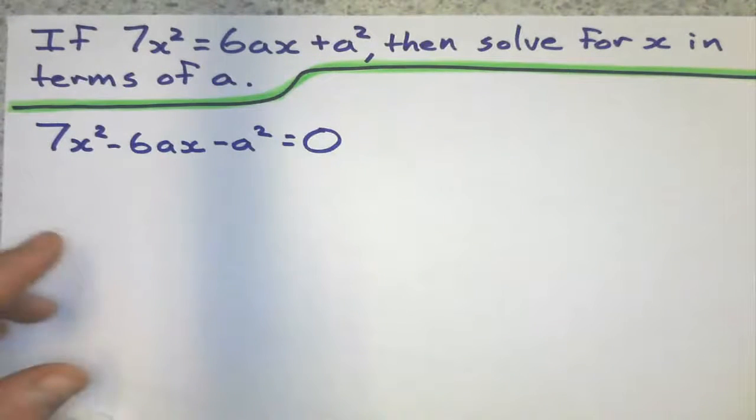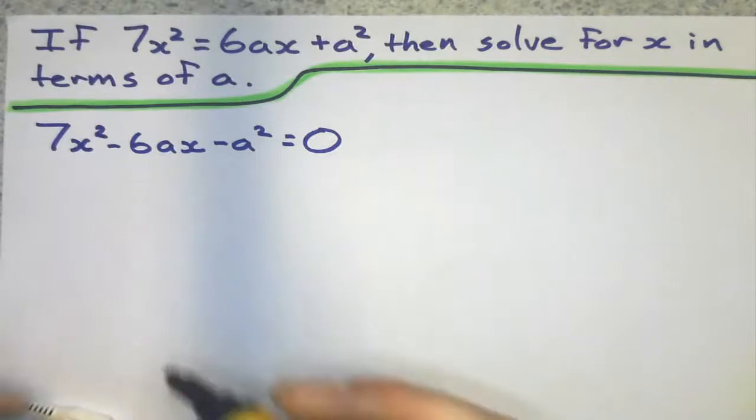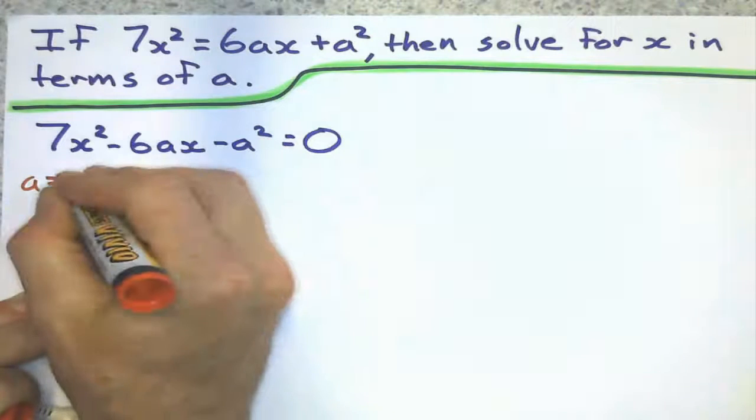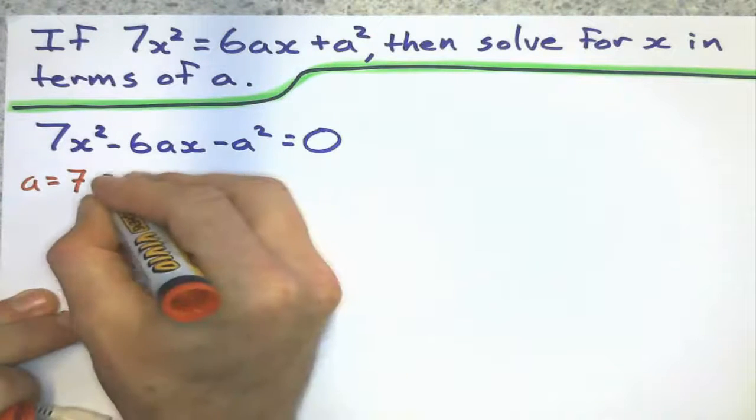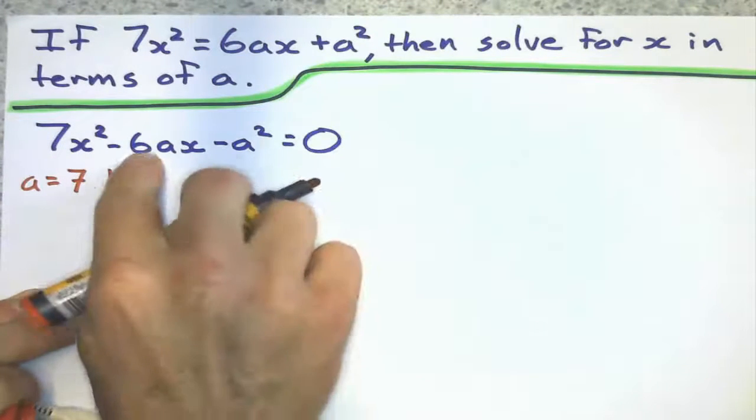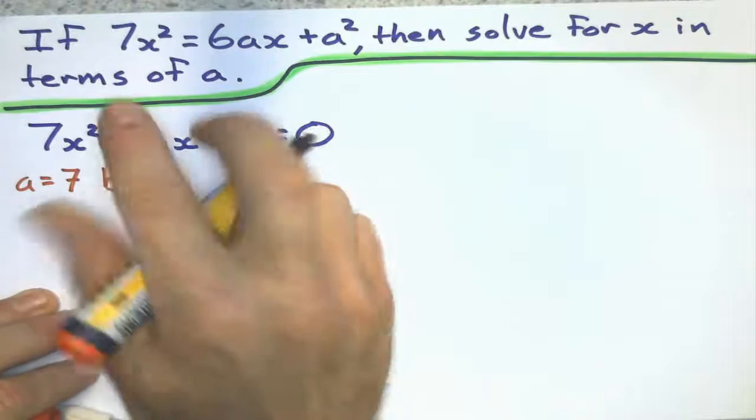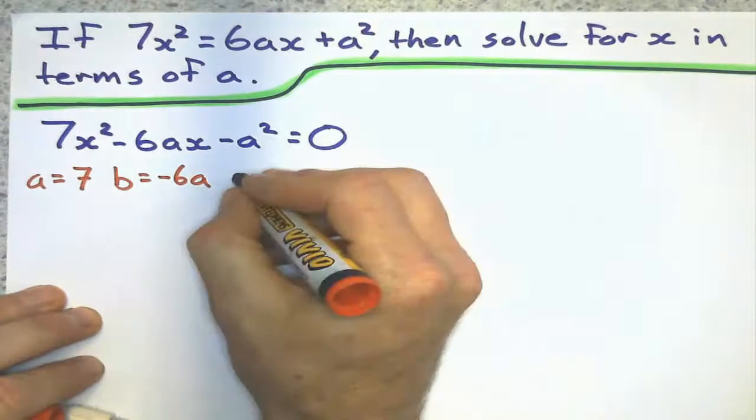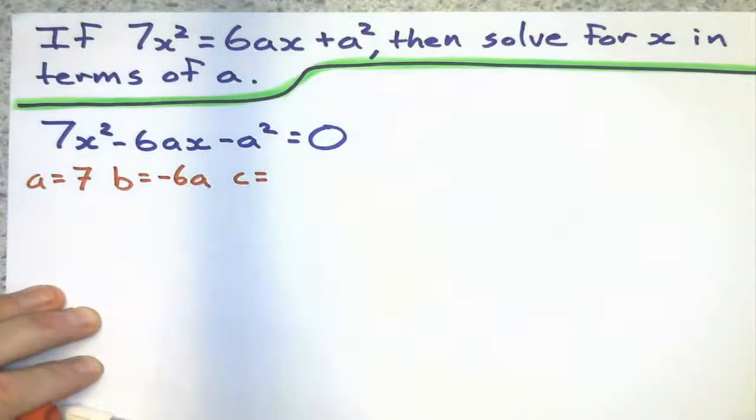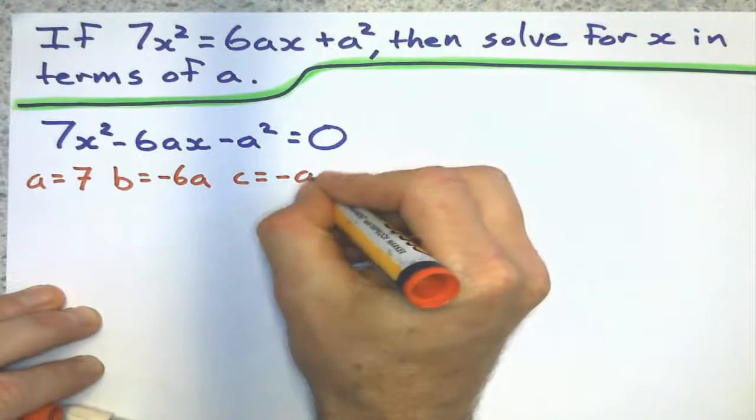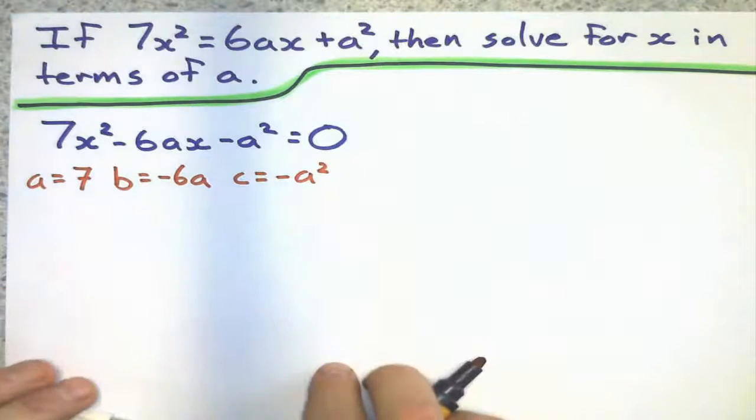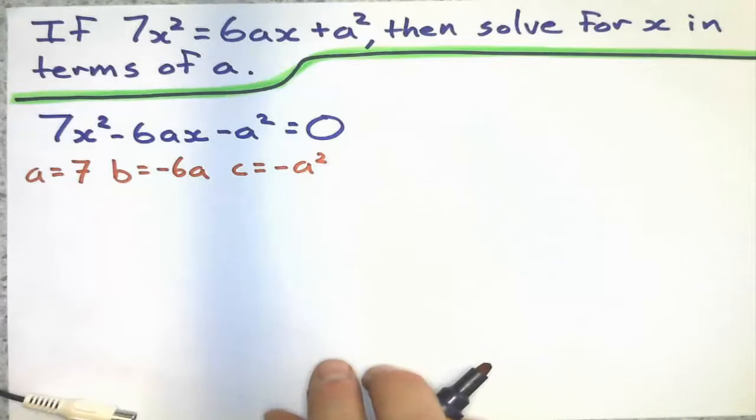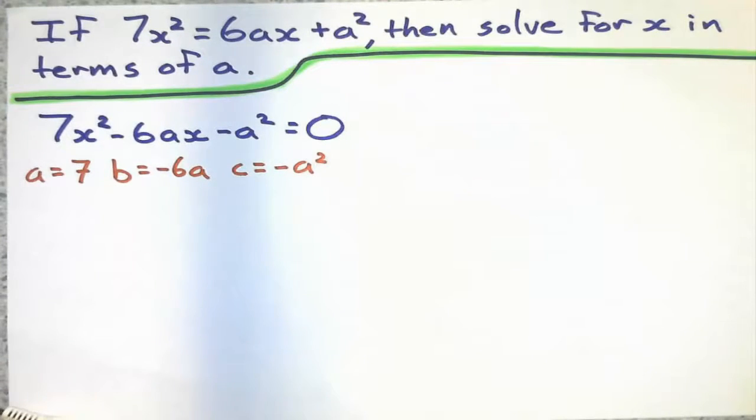My next bit, like I was solving for the quadratic, is I label a, b, and c. A is the coefficient of the x squared term. A is 7. B is the coefficient of the x term here, which is negative 6a, and that looks rather different. And c is my term that has no x, or negative a squared. Okay, now that step right there could throw some people for a loop, but we can handle it.